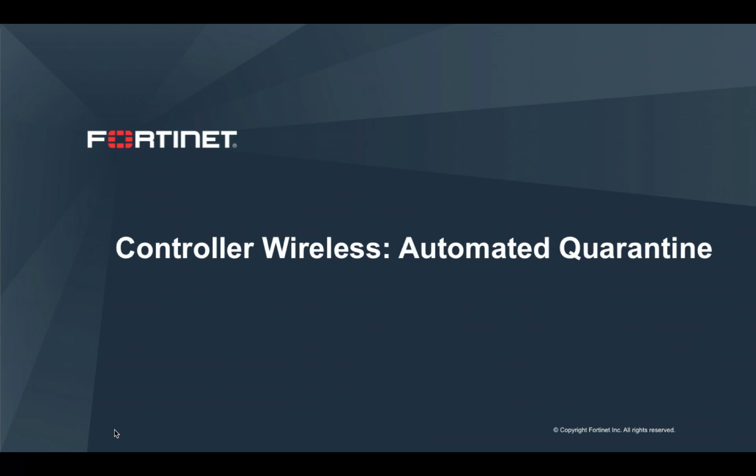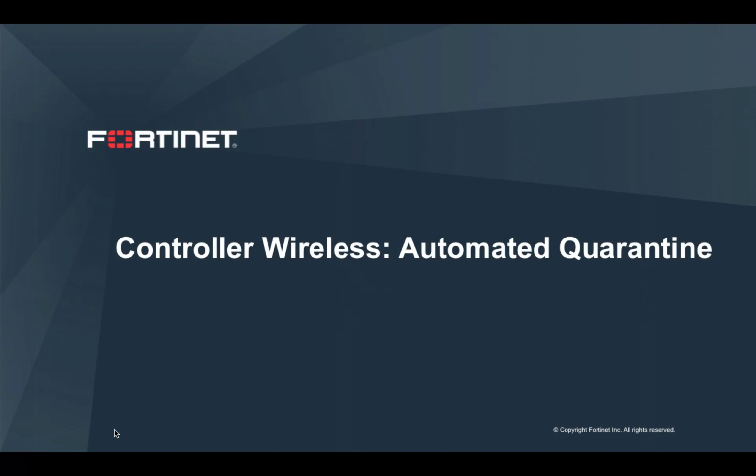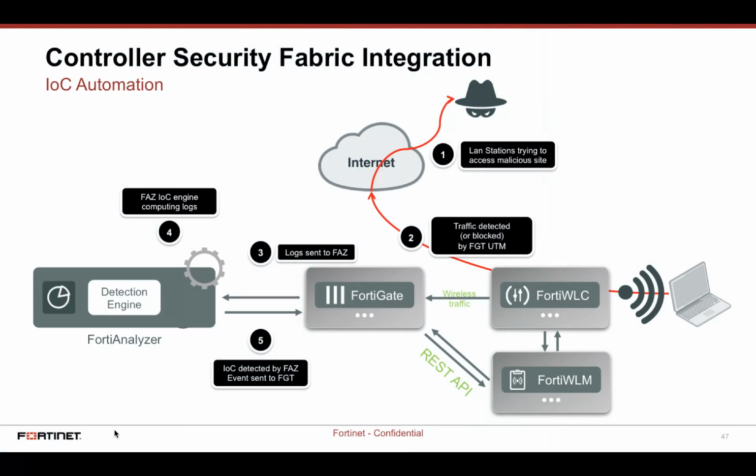Okay, so before we move on, let's look at an example. So, the Fortinet wireless LAN controller. When you refer to our controller, we have enterprise grade features, but at the same time we don't compromise on security. So now the Fortinet wireless LAN controller is integrated with the Fortinet Security Fabric. Let's look at a quick example here.